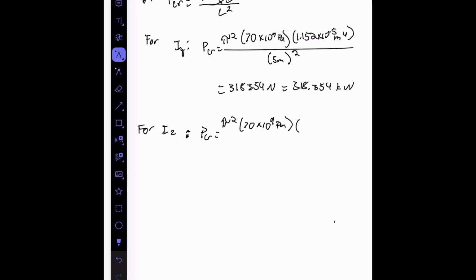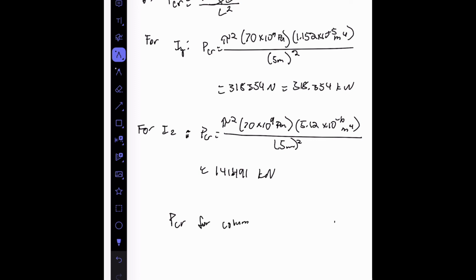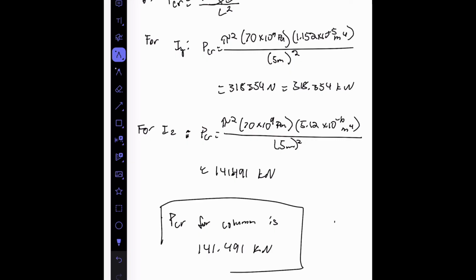So pi squared times 70 times 10 to the 9th pascals times 5.12 times 10 to the negative 6th meters to the 4th over 5 meters, all that squared. And you're going to end up with 141.491 kilonewtons. All right, so like I said, the smaller of the two is going to be the critical buckling load. So PCR for the column is going to be 141.491 kilonewtons.